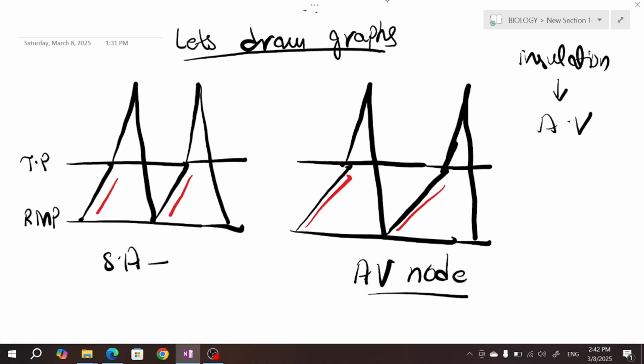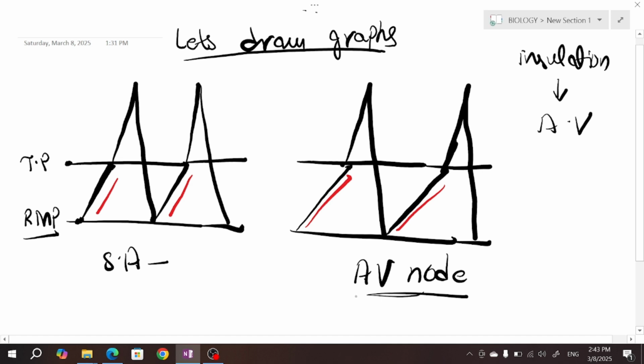Remember that the way the SA node has a graph of action potential, the AV node has a similar graph. Now see, this line represents the resting membrane potential, and this line represents the threshold potential. As soon as sodium is influxing, the resting membrane potential starts moving towards the threshold potential. As soon as the threshold potential is achieved, the wave of depolarization occurs, then repolarization, and the whole phenomenon goes on and on.